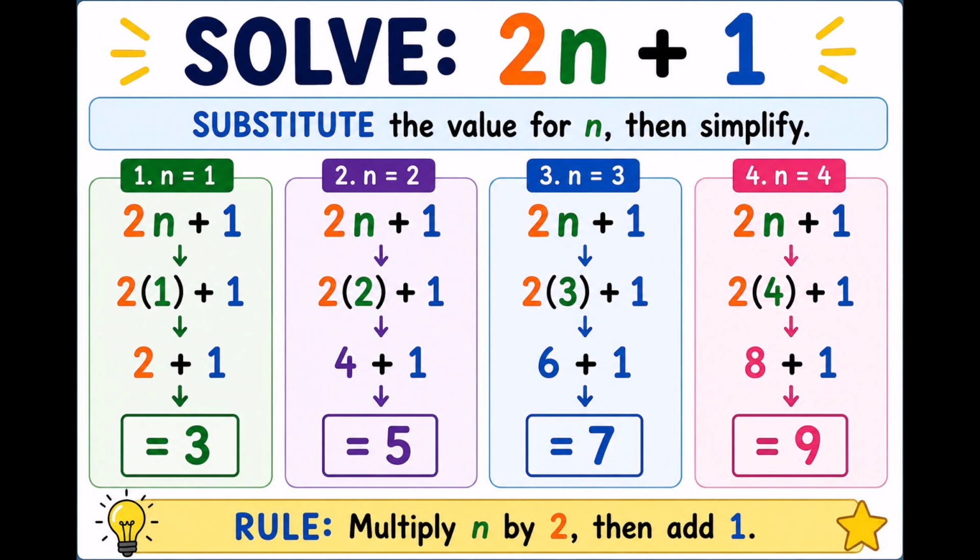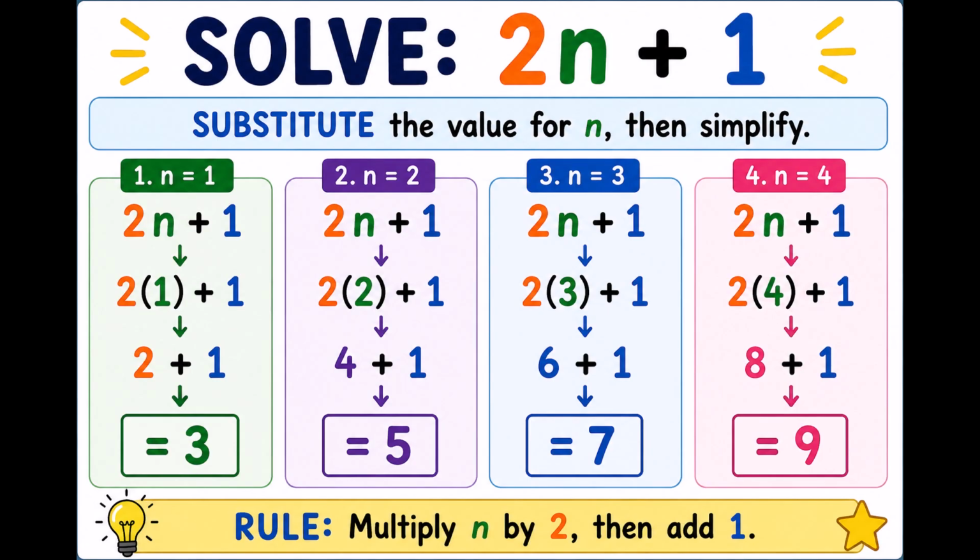Now let's substitute the number 4 for the variable n in the number 4 problem. 2n plus 1. 2 times 4 plus 1. So 2 times 4 is 8 plus 1 equals 9.